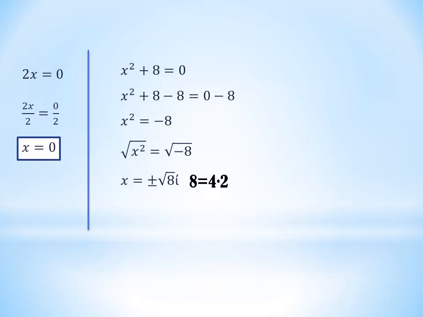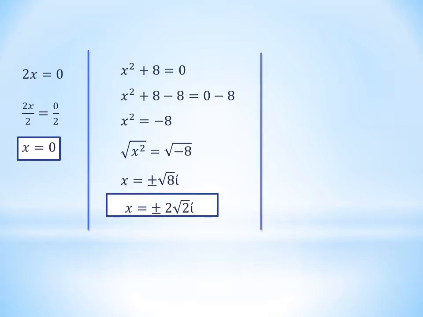And we know that 8 is equal to 4 times 2. Therefore, we can take out 4, which is a perfect square, outside the radical symbol. Finalizing, we now have x is equal to positive negative 2 square root of 2i.